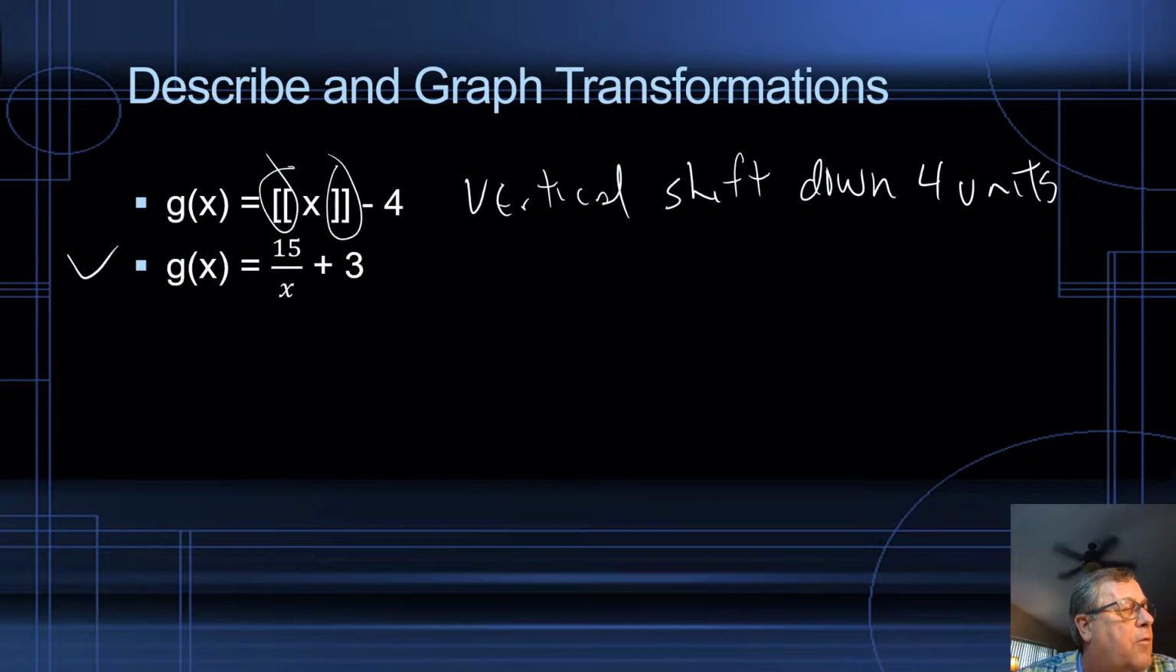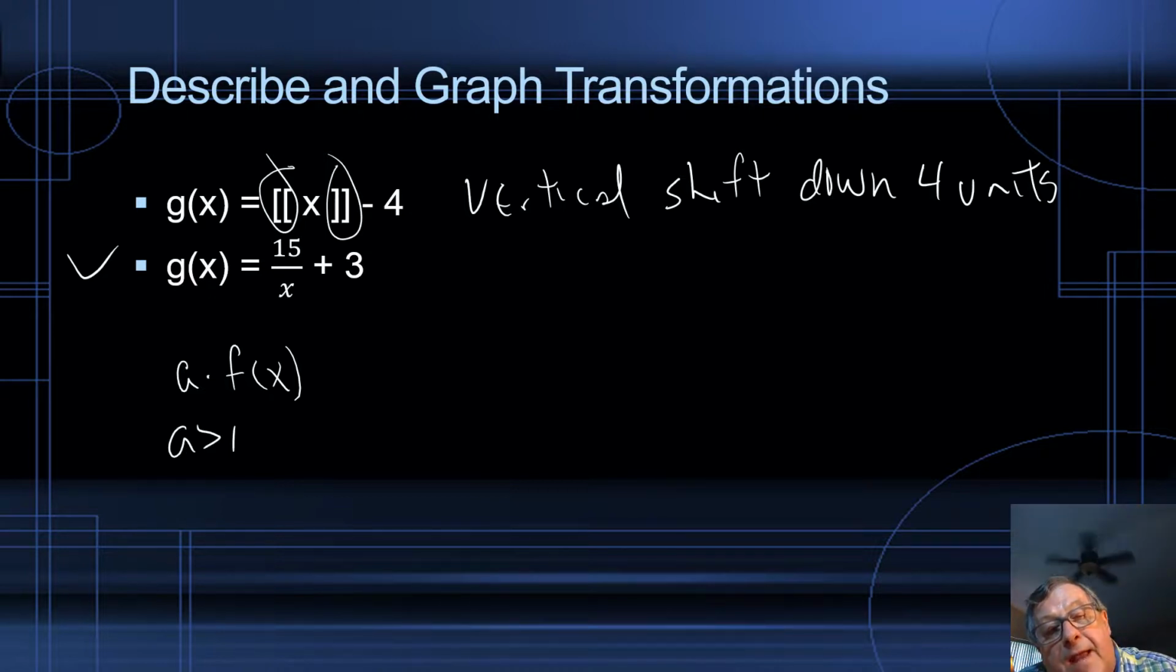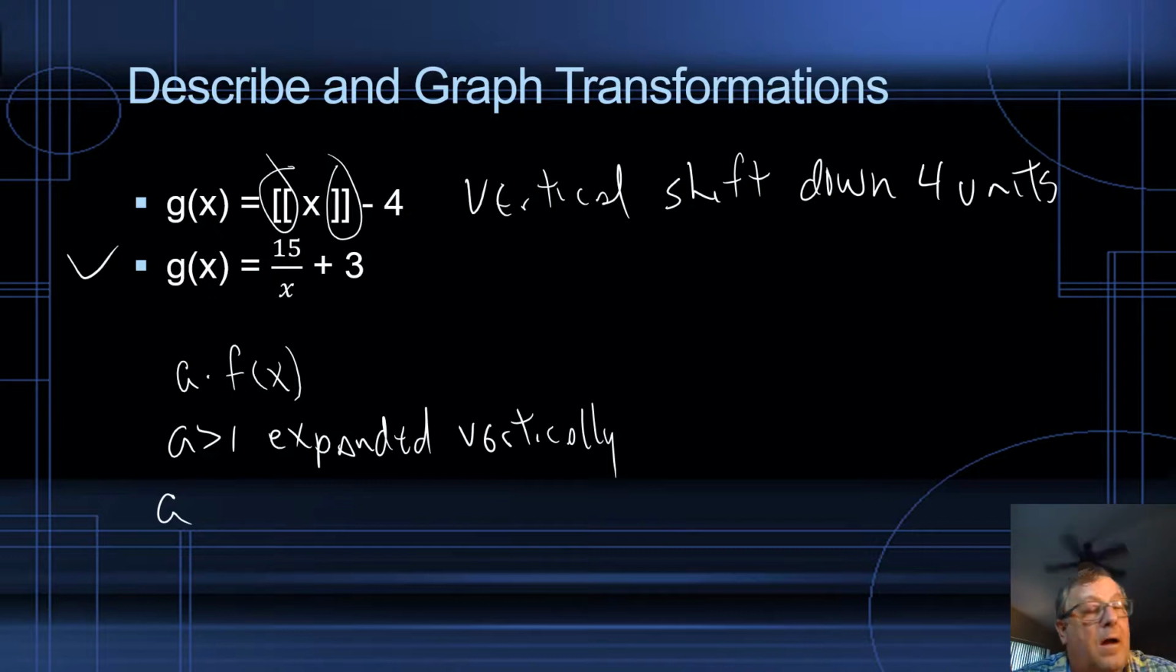So let's just briefly talk about what a dilation is. If we have the form a times f of x, let's say, where a is a coefficient, if a is greater than 1, we are expanded vertically. And if a is greater than 0 but less than 1, then we are compressed vertically.